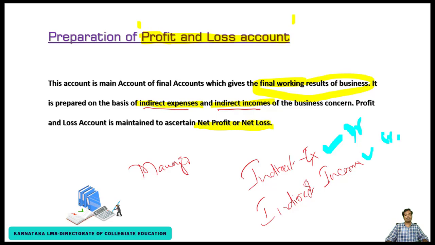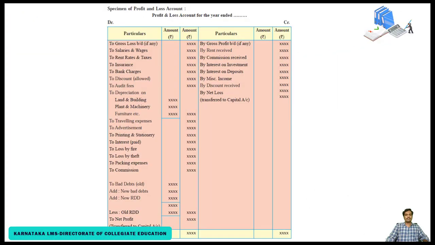These are about profit and loss account. Now let us have a look on specimen of profit and loss account. Let us see what the specimen or format of the profit and loss account looks like. So you could see over the screen profit and loss account for the year ended. So that is the statement goes like that.